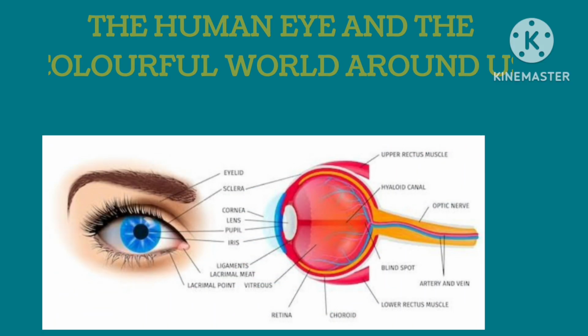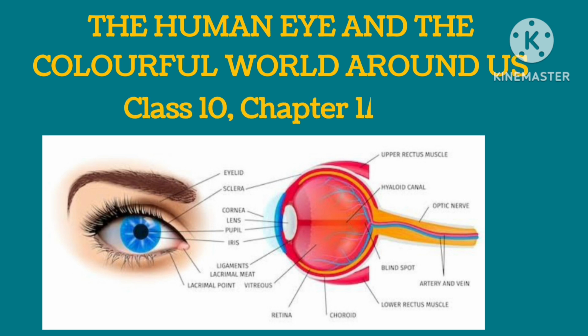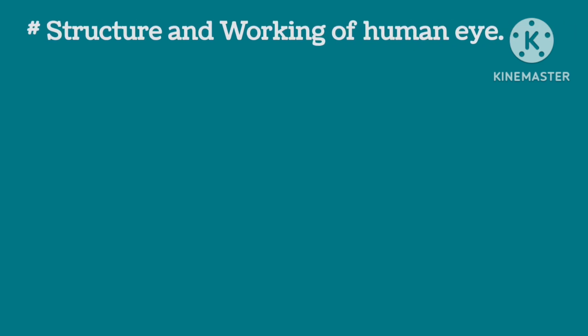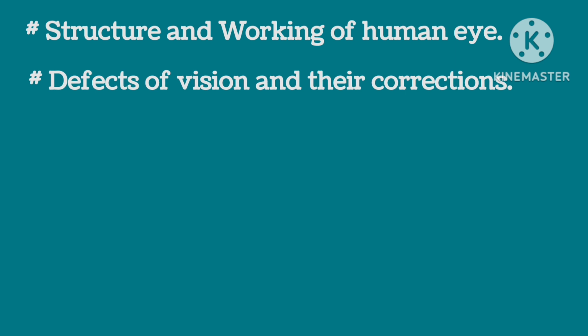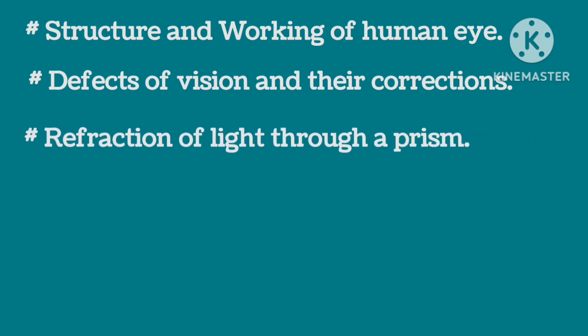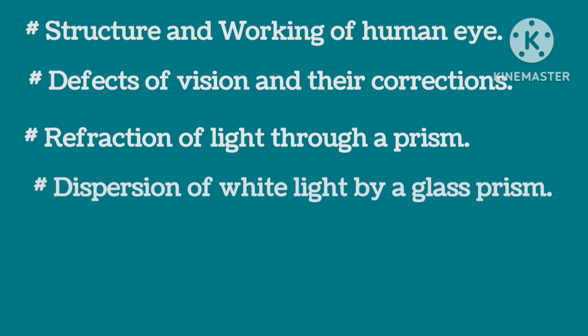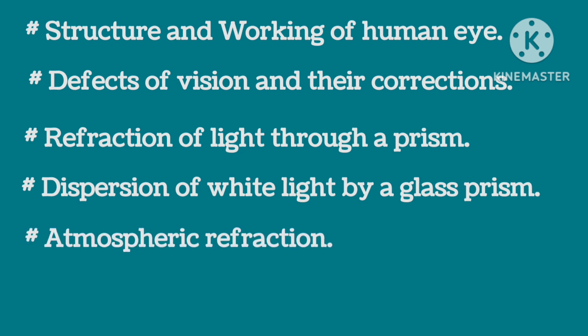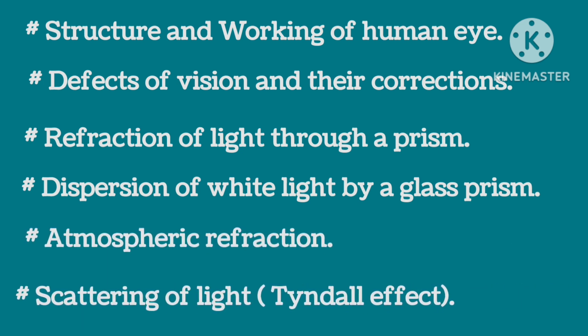Today's topic is Human Eye and the Colorful World Around Us, Class 10, Chapter 11. In this video, we are going to learn about structure and working of human eye, defects of vision and their corrections, refraction of light through prism, dispersion of white light by glass prism, atmospheric refraction, scattering of light or Tyndall effect.